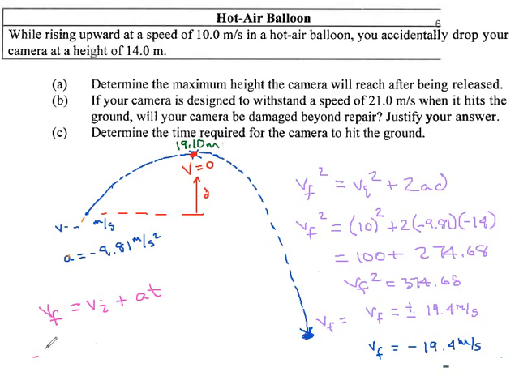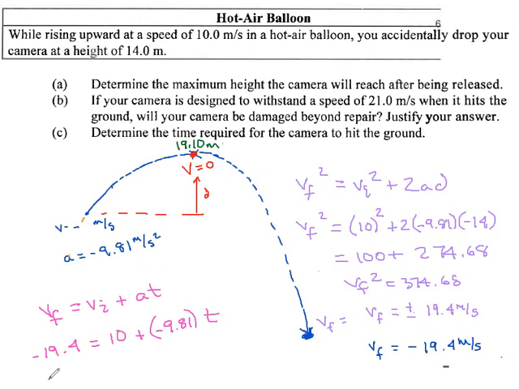VF is minus 19.4 meters per second. Initial velocity is positive 10. I partially erased it here, but that's what we started out with. Acceleration is minus 9.81. Don't forget that negative or terrible things will happen. And we can solve that for t.